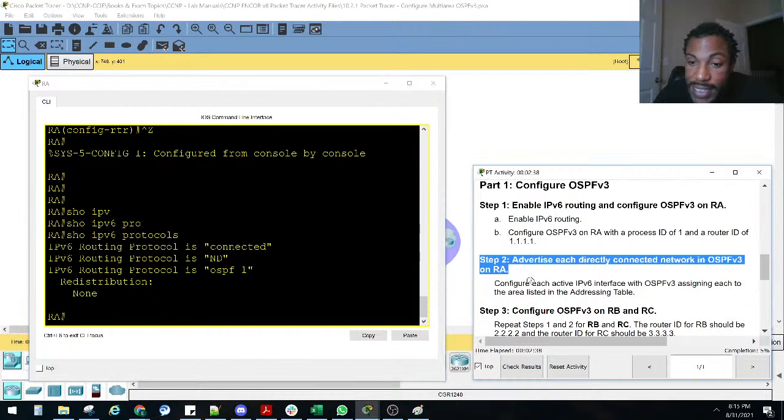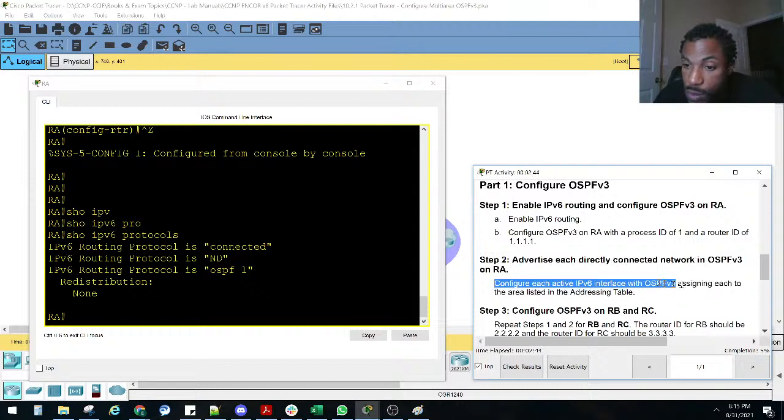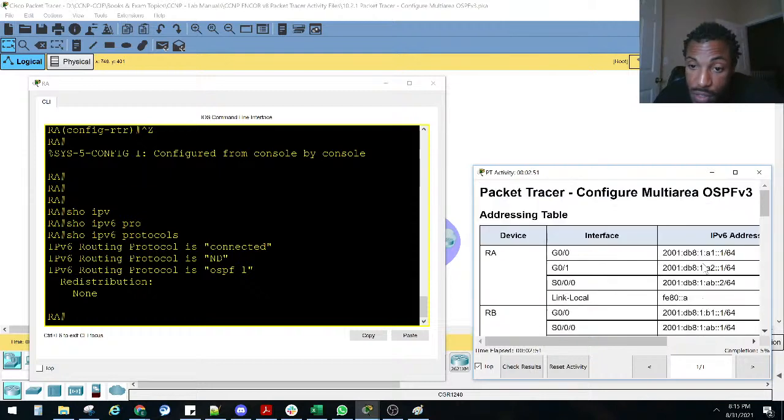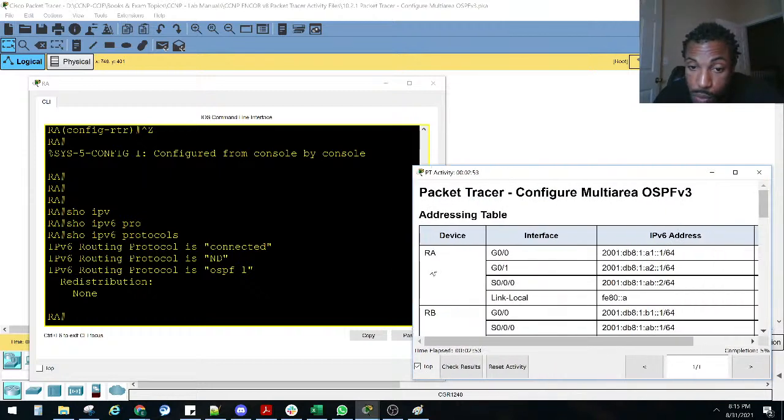Step 2, advertise each directly connected network in OSPF version 3 on router A. Configure each active IPv6 interface with OSPF version 3, assigning each to the area listed in the addressing table. So we scroll up to the addressing table, and there's router A, and we have these IP addresses.